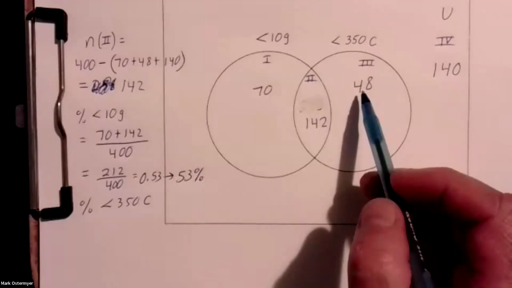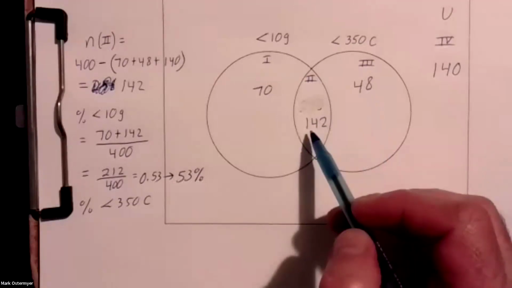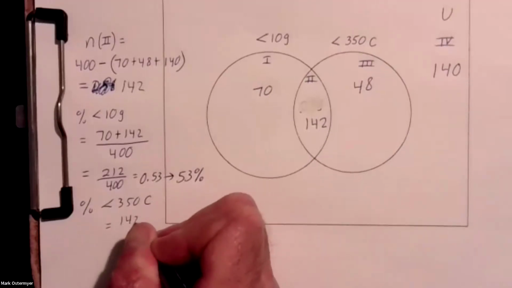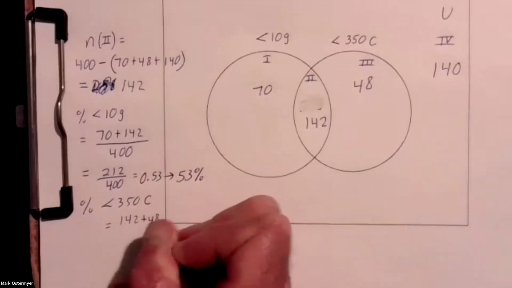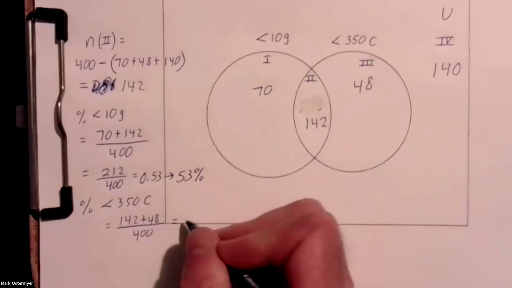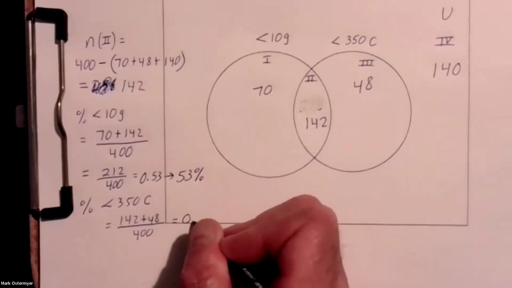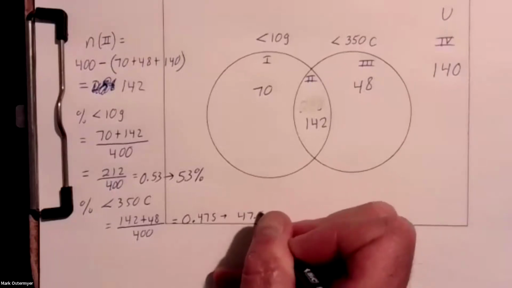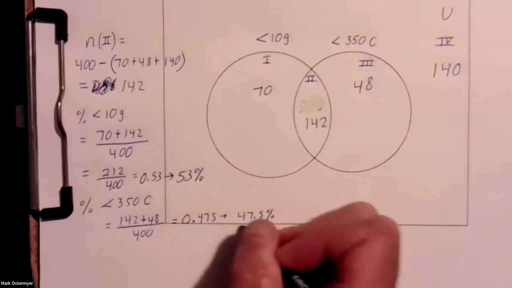It would be 47.5%. Or the other one? Yes. How many entrees had less than 350 calories? That'd be 142 plus 48. So that's 142 plus 48, and then that's going to be divided by the total number of entrees surveyed, which is 400. And you got what for a decimal? 0.475. And as a percent, this would be 47.5% of the 400 entrees had less than 350 calories.